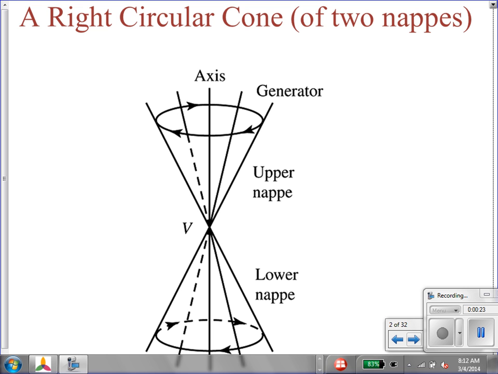If you've got two intersecting lines, and you make one of those lines an axis, see this axis going right through the middle? And if we take the other intersecting line and we rotate it around that axis, it's going to form a cone. Okay? The one that goes around is called the generator. You can see that there. If the lines intersect, then when you rotate it around, it's going to make two cones. It's going to make this upper nap and this lower nap.